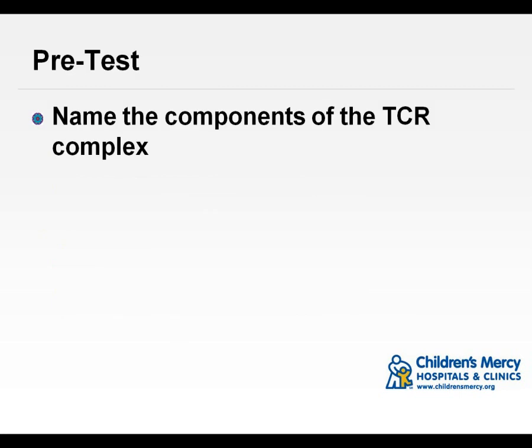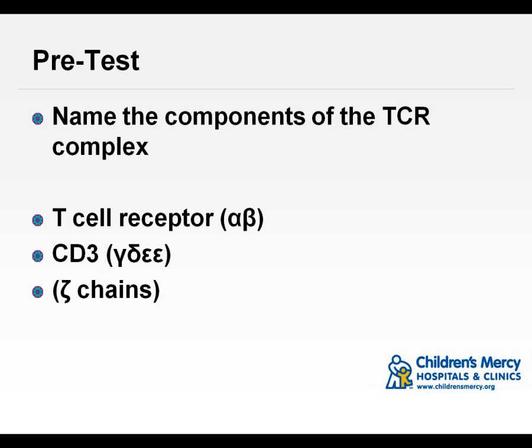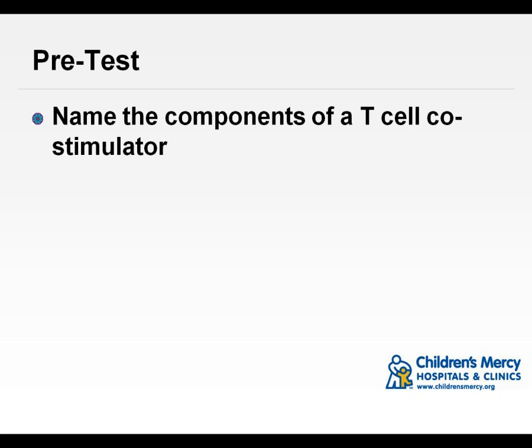Pre-test questions. Name the components of the T-cell receptor complex. CD3. Alpha, beta. Very good. Yep, T-cell receptor, which is alpha beta, and then CD3, gamma delta 2 epsilon, and then the zeta chains, parts of CD3 and not.